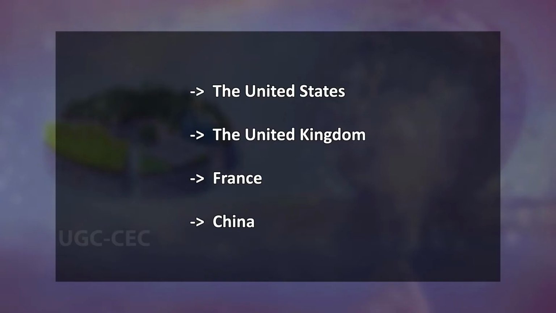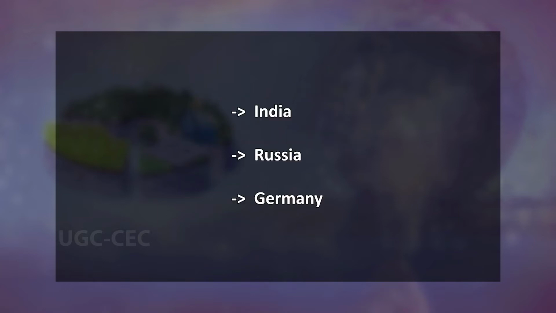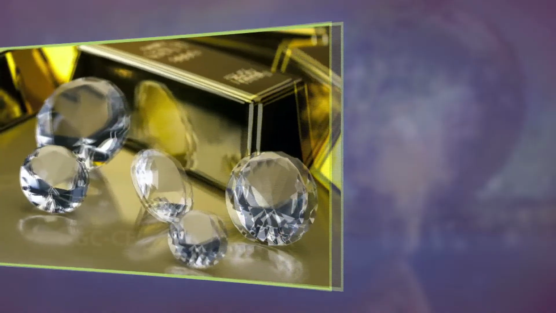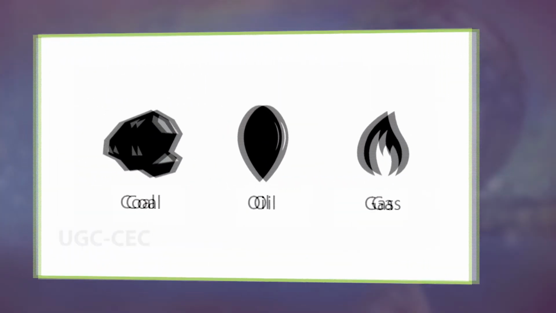The United States, the United Kingdom, France, China, India, Russia, and Germany are the largest and most powerful economies in the world. These nations have large deposits of natural resources. According to the World Bank, Russia is a major supplier of minerals, including gold and diamonds, as well as mineral fuels like gas, oil, and coal. It is estimated that Russia owns more than $75.5 trillion worth of natural resources.